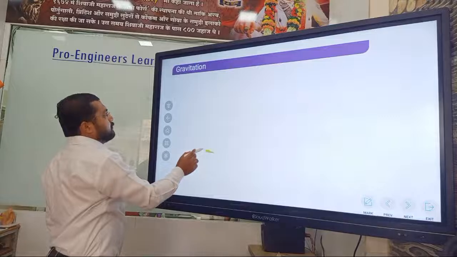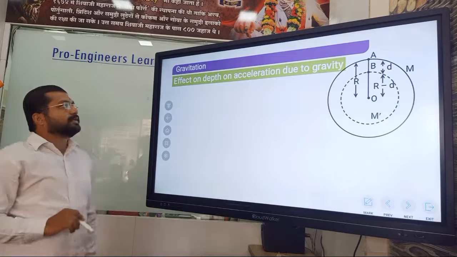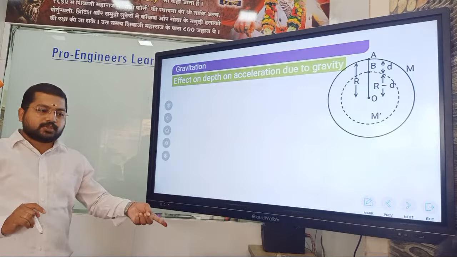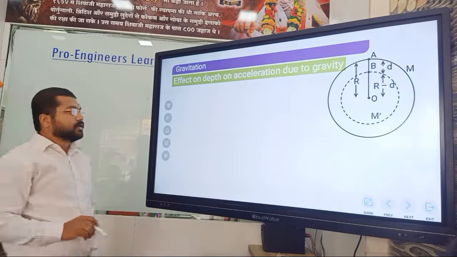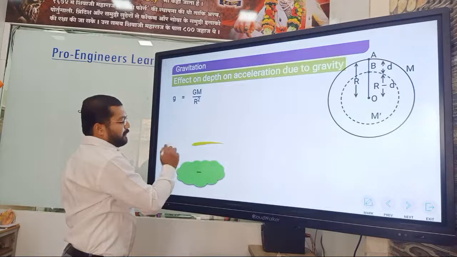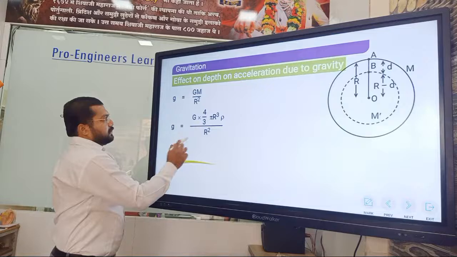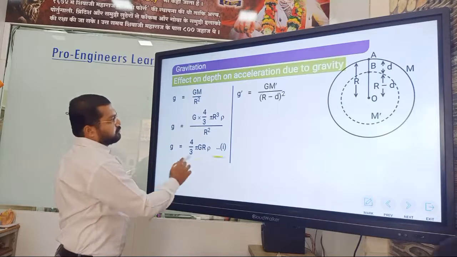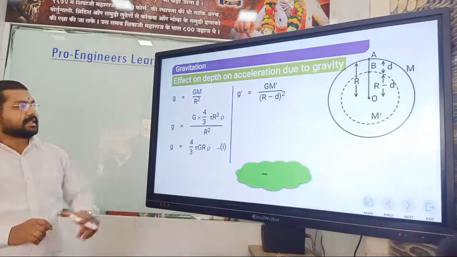In model 9, effect of depth on acceleration due to gravity. Earlier to this, we have studied something about height. Now we have to study something about depth. So, looking at the diagram, everything will remain the same. Only the change will happen: R minus D the whole square.